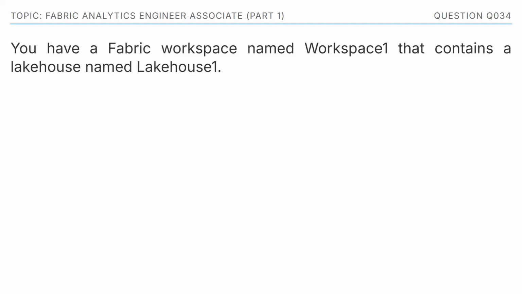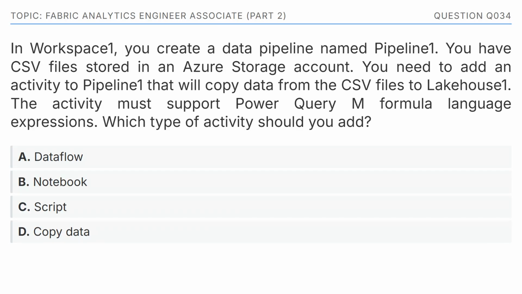You have a Fabric workspace named Workspace 1 that contains a lakehouse named Lakehouse 1. In Workspace 1, you create a data pipeline named Pipeline 1. You have CSV files stored in an Azure Storage account. You need to add an activity to Pipeline 1 that will copy data from the CSV files to Lakehouse 1. The activity must support Power Query M formula language expressions.